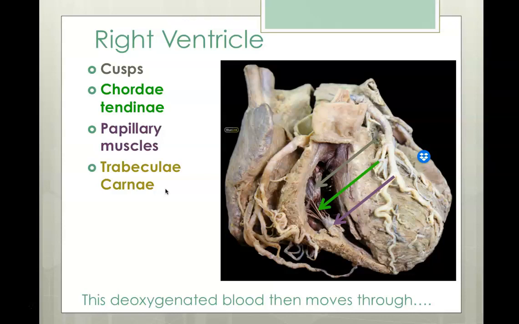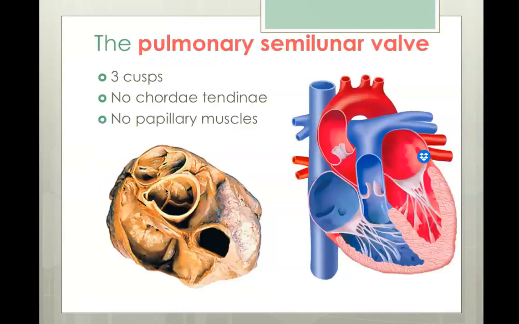So once we're in the right ventricle, this deoxygenated blood is then going to move into your pulmonary semilunar valve. And your pulmonary semilunar valve, as well as all semilunar valves, will only have 3 cusps. So you could see at this point we are at the smiley face in our heart. Here was our right ventricle. So we've extended up toward this pulmonary semilunar valve.